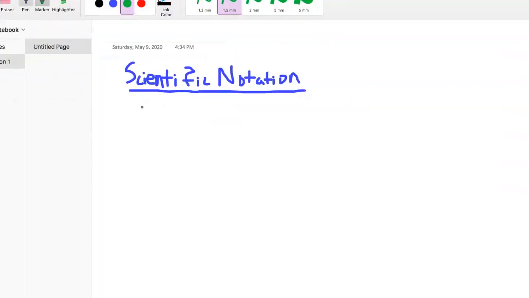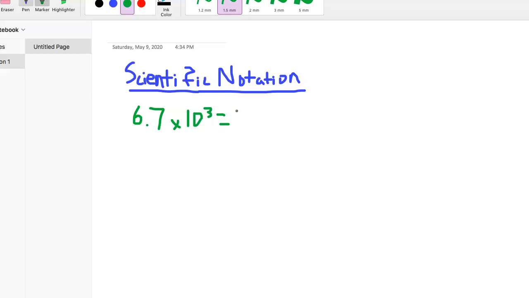Hey guys, all right, let's look at scientific notation. Scientific notation trips people up an awful lot, and not necessarily for any really good reason. When we look at it, it tends to look really hard at first, but if you know what to do with it, it's not really that bad. So let's go over how we do these.